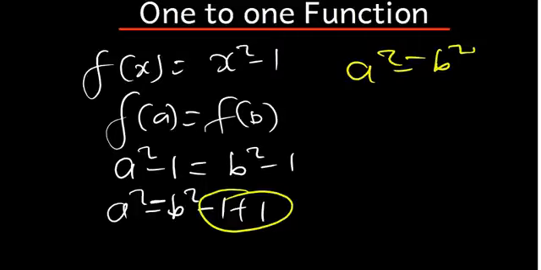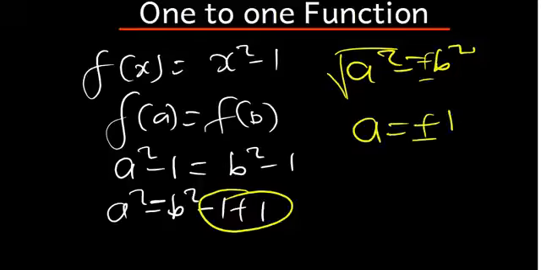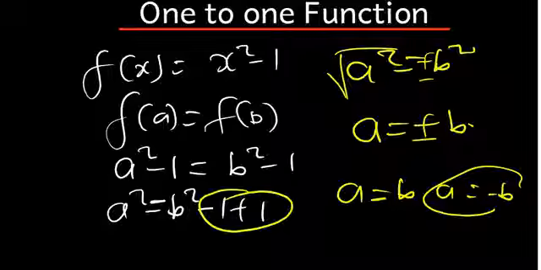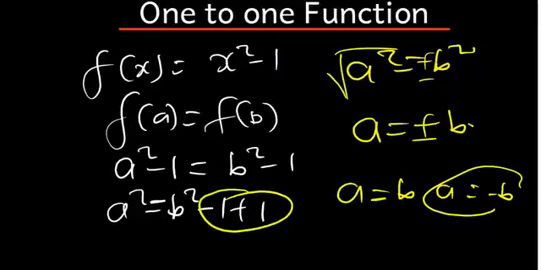We are trying to make a the subject of the formula. What are we going to do? We are going to take the square root of both sides. The moment I do that, this side is going to be plus or minus, so a is equal to plus or minus b. What it means here is that a is equal to b and a is equal to negative b, which is not true. A function can only be said to be one-to-one if a is equal to b, and not a is equal to negative b. As we can see here, we have two values, a is equal to b and a is equal to negative b, meaning that this function is not one-to-one.